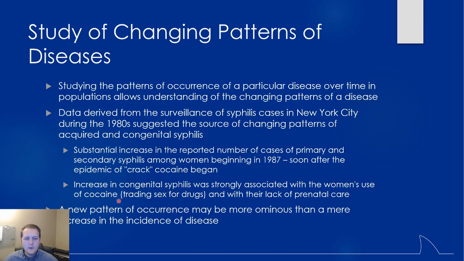And at this point, once they did more investigation, they noticed that a lot of it had to do with the fact that these women were oftentimes trading sex for drugs, right, for that crack cocaine. And they also had lifestyles where they weren't having a lot of good prenatal care. And so, again, sometimes these patterns of occurrence can be more ominous than just simply more cases of syphilis. It could be related to some other underlying issues that we can uncover once we start to do those epidemiologic investigations.